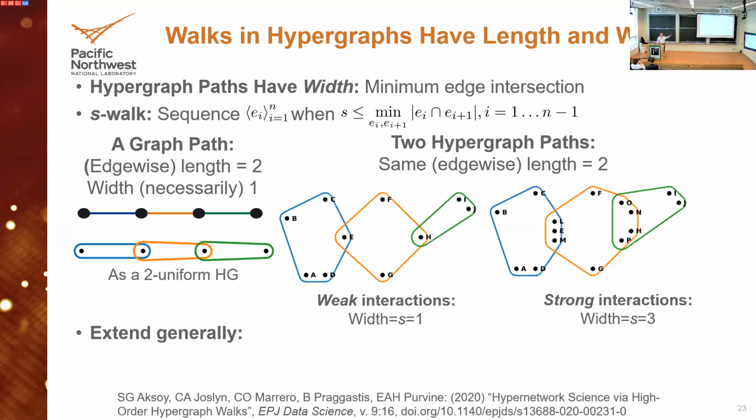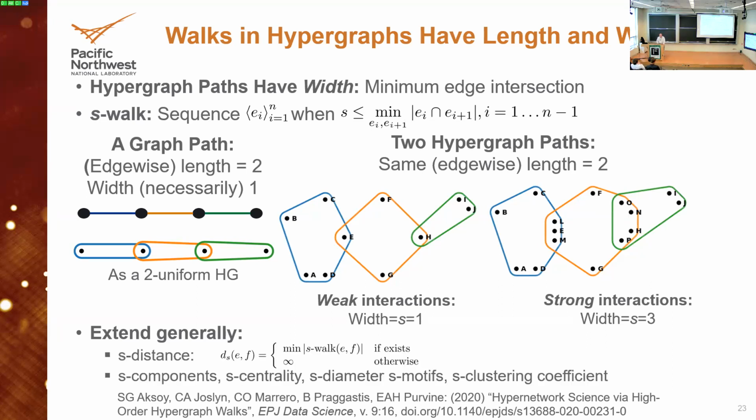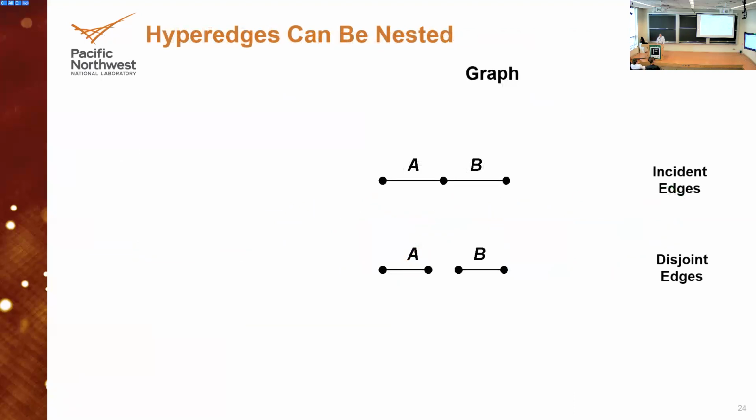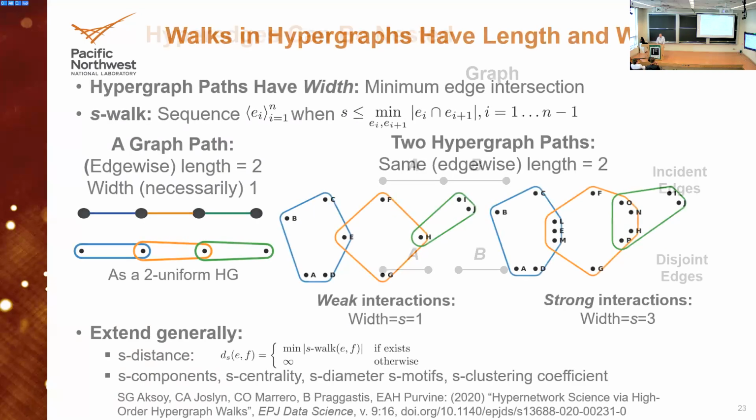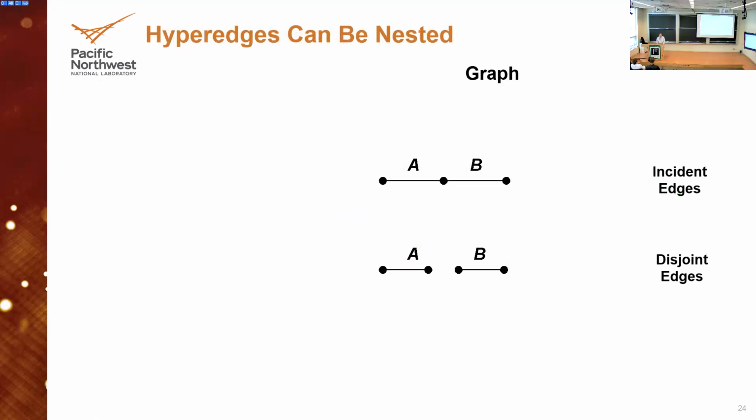So this whole idea of taking walks and treating them with width extends generally. First of all, we can now define an S-distance. That is the minimum walk length of an S-width between two vertices, which is obviously a generalization of graph distance. That now opens up the idea of S-components, S-centrality, S-diameters, S-motifs, S-clustering coefficients, etc. The whole world of network science now opens up to expand in this way, which is very nice. So paths have length and width. Critical to that idea is also that hyperedges can be nested, which is a thing that cannot happen in graphs.